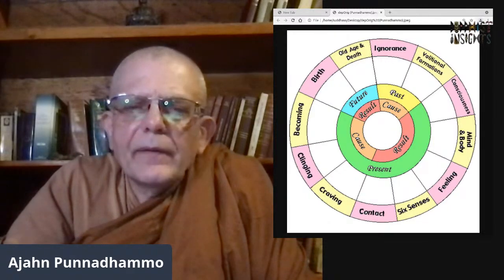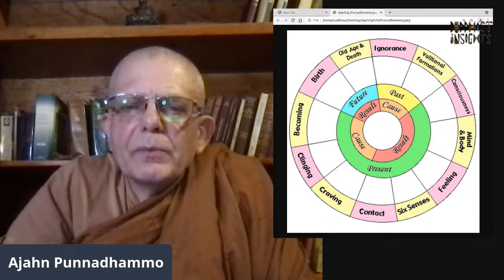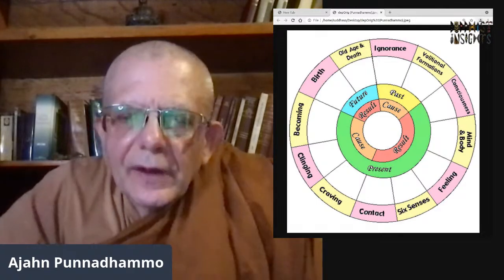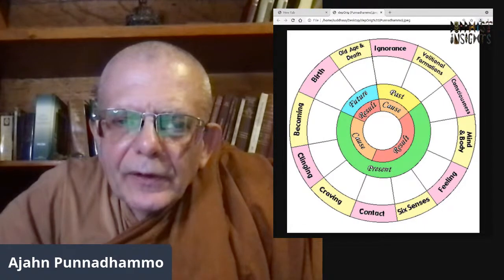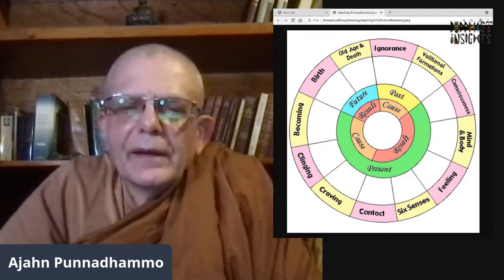So what we have in detail here, once a being is born, as we discussed the process last time, mind and body have arisen. Oh, and I see there's a mistake in this diagram. Two of the factors are reversed. It should be six senses, then feeling.